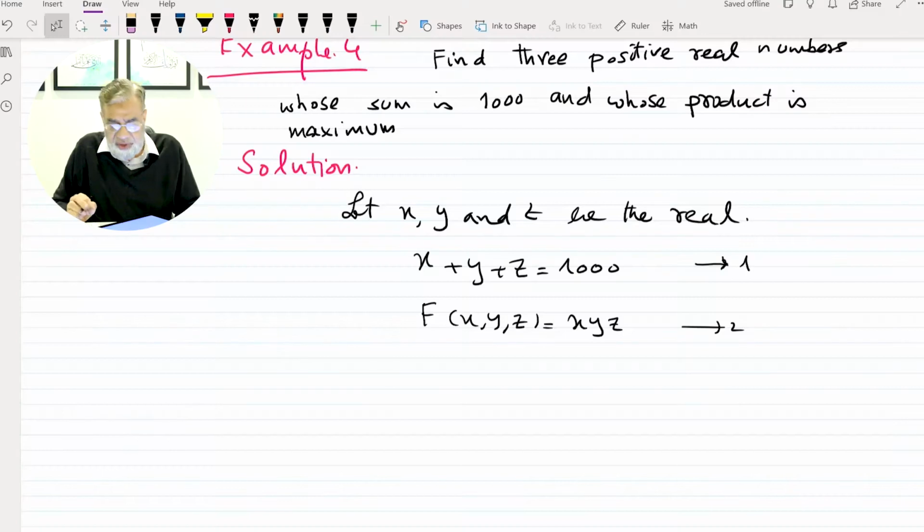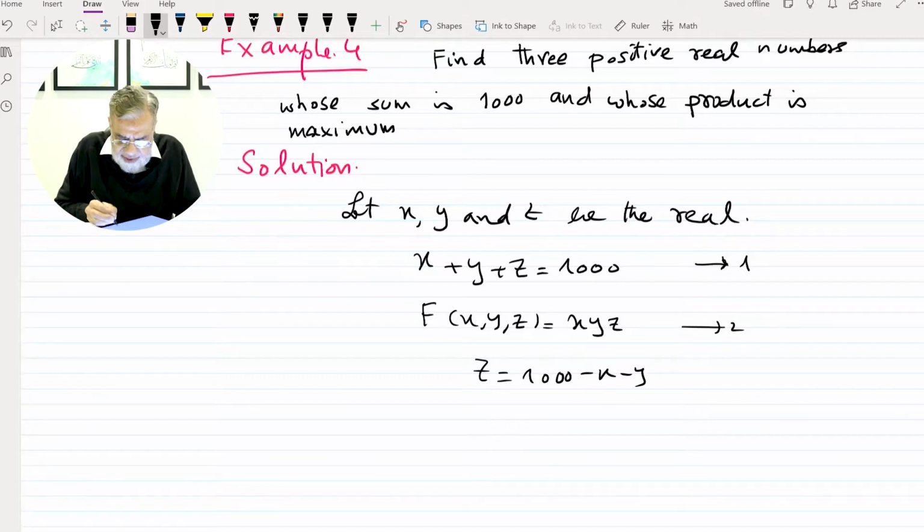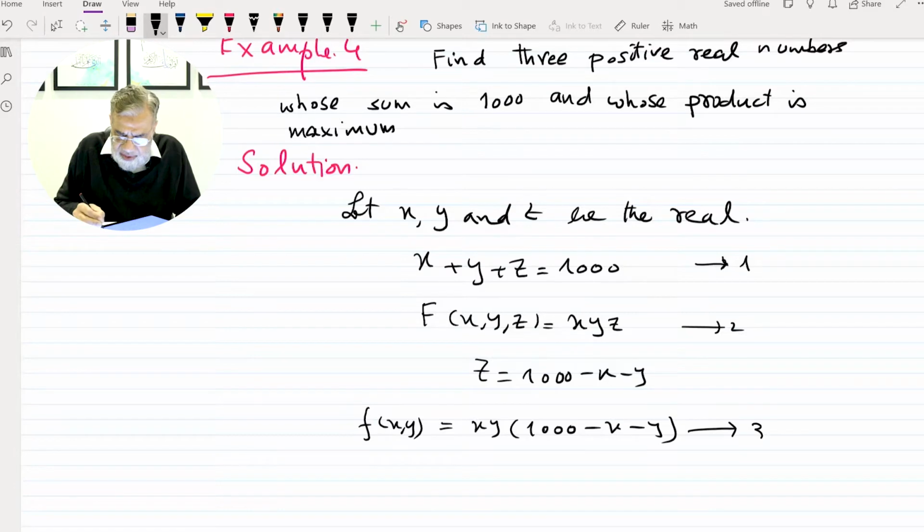We are studying the maxima and minima for functions of two variables. We have not discussed anything for three variables. So we have to use the information given in equation 1 to change the function to two variables. We get the value of z from equation 1: z is equal to 1000 minus x minus y. Then I substitute this in equation 2, so we have x, y, and 1000 minus x minus y. Now I say this is my function of two variables, x, y. This is my equation 3. With the help of equation 3, I find the values of x, y, and z which give me the maximum value of the product under the condition we have already defined.